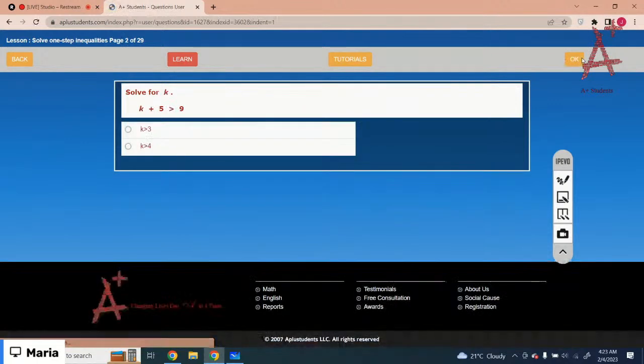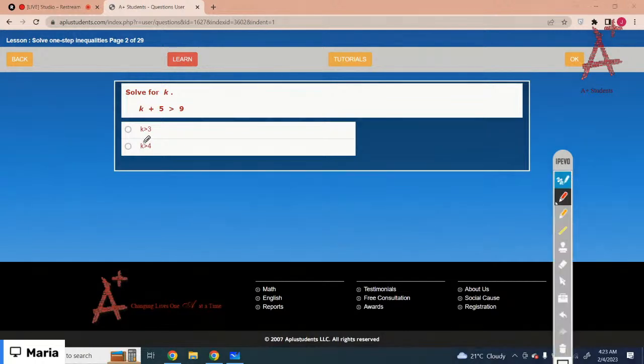Okay, the next one is solve for k plus 5 is greater than 9. Got it? So you have to isolate the variable k. That means you have to remove that positive 5 from here. Opposite to addition is subtraction. Just subtract 5 from both sides.